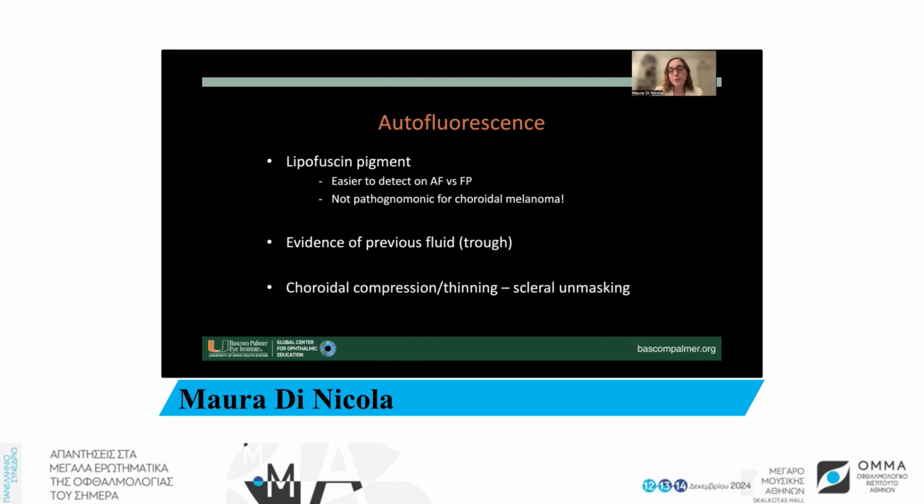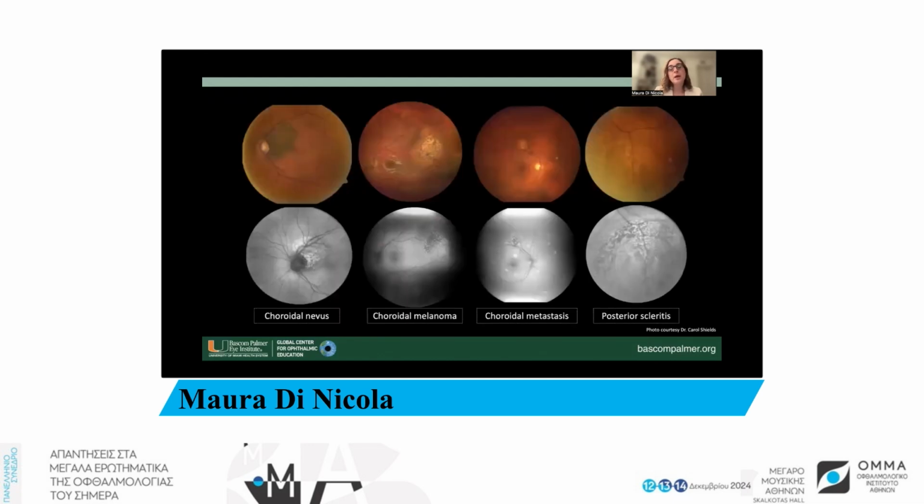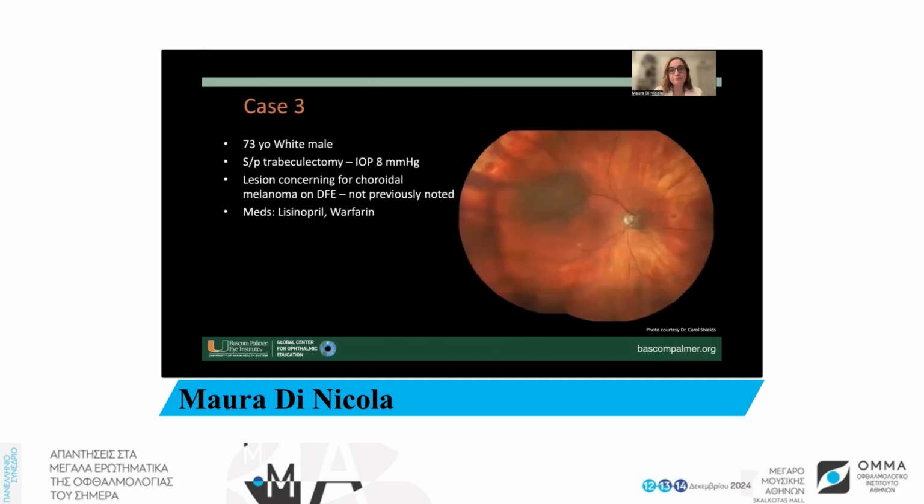As I mentioned before, hyperautofluorescence is also indicative of the presence of subretinal fluid, so often it can be useful in detecting subtle subretinal fluid. And it can also indicate the presence of choroidal compression and thinning due to scleral unmasking. So here are some examples of how nicely autofluorescence highlights the presence of lipofuscin pigment as well as shallow subretinal fluid. But as I mentioned, this is not pathognomonic for choroidal melanoma. You can see that it can be found in other conditions as well, both malignant and non-malignant, such as this case of posterior scleritis here.